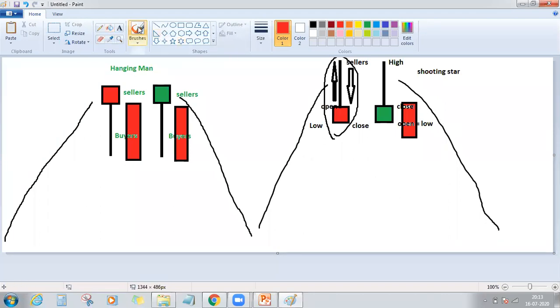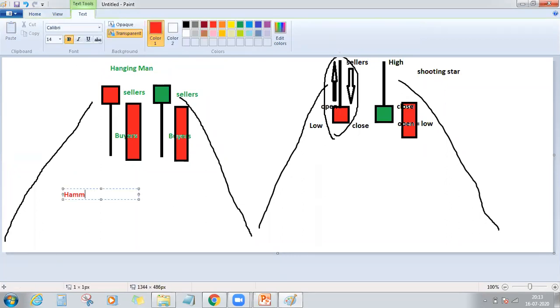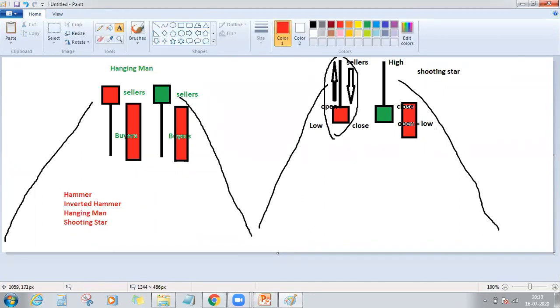So these are all the single candle patterns that you have to remember. What are the patterns that we saw till now? Hammer, inverted hammer, then hanging man, and shooting star. These are all the four patterns. Now let's move on to a chart and see if we can spot these kind of patterns.